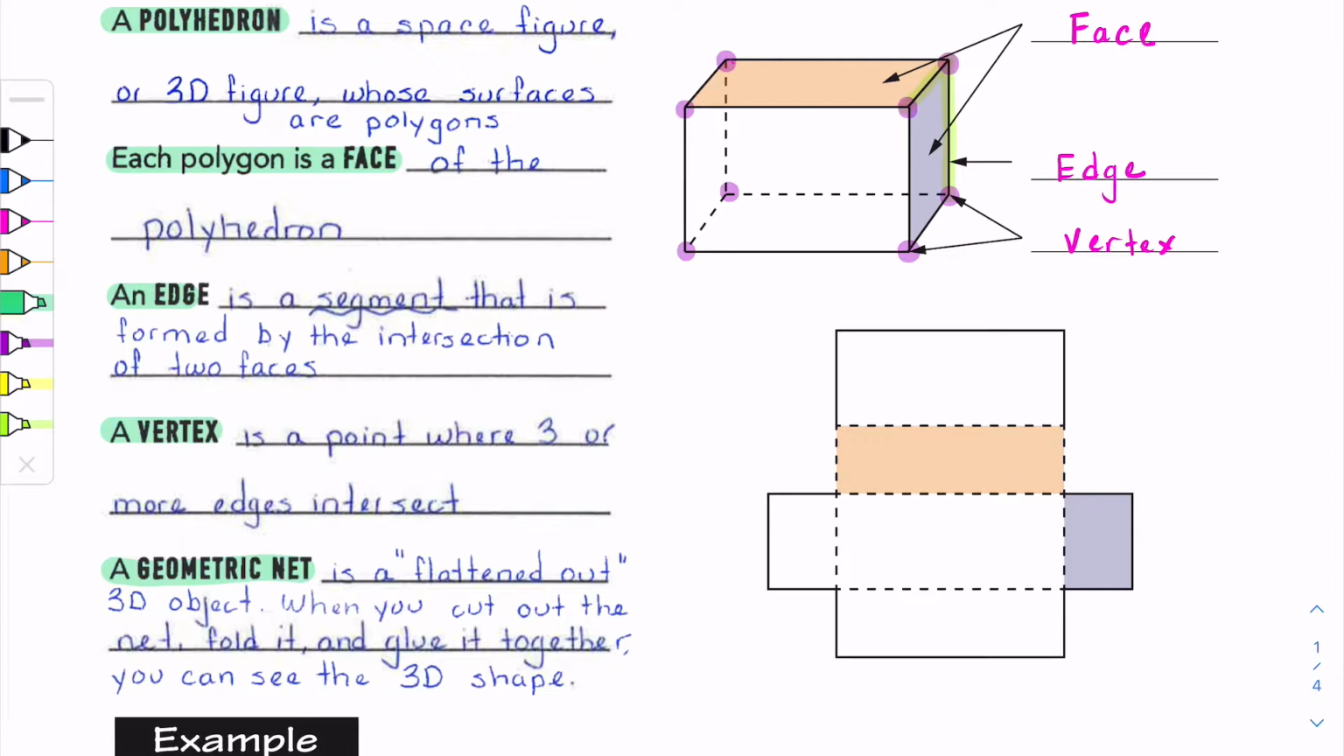And lastly, for our vocab is a geometric net. And a geometric net is a flattened out 3D object. When you cut out the net, you fold it and glue it together. You can see it in the example over here. So this is an example of a net. Of course, this year we're obviously partly virtual, so this is a difficult thing to show. But if you were to cut this figure out and you were to fold it along the dashed and solid lines, you could fold it into this shape. It creates a polyhedron.